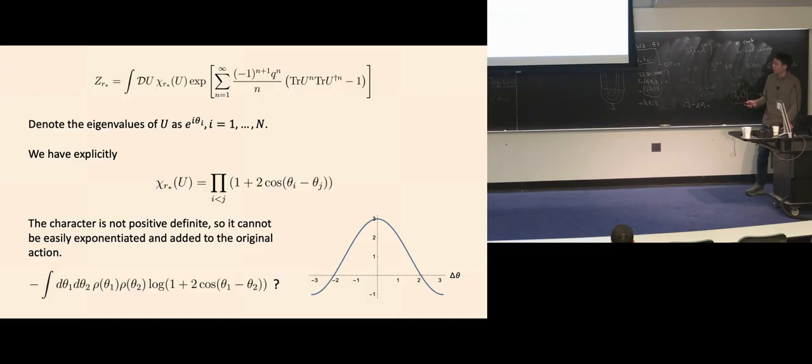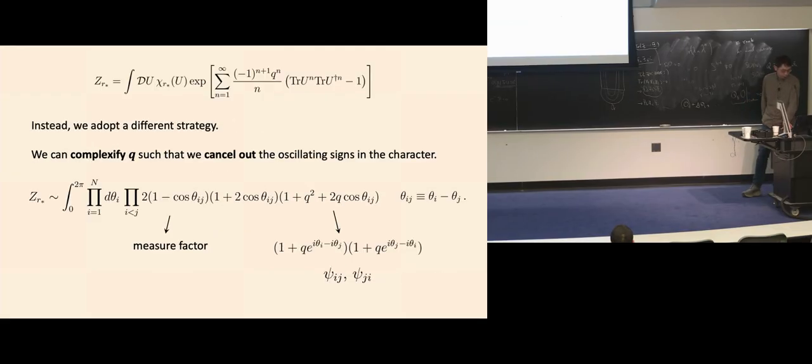So one can try to analyze this problem with a complex potential, but for this talk, let me adopt a different strategy, cheat a little bit, and do something else. We would follow a different strategy that is maybe familiar in the study of indices, where we complexify the fugacity q in a way that we basically cancel out the oscillating sign in the character.